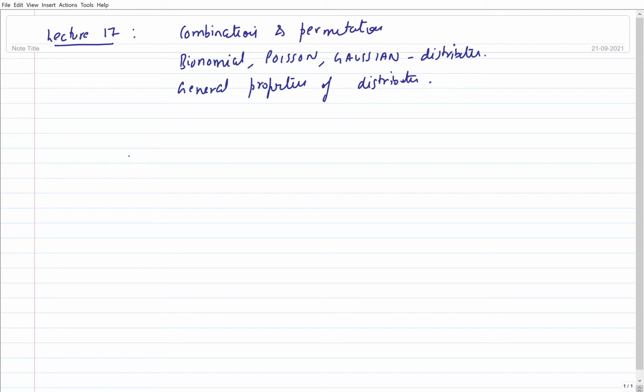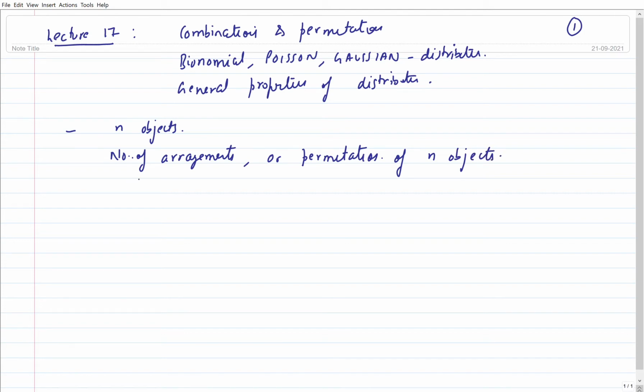Okay, so if I give you n different objects, what is the total number of arrangements, or we can also call permutations, of n objects? That's n factorial.